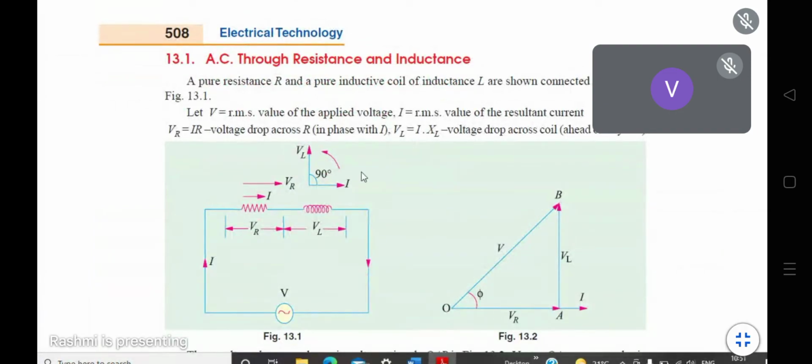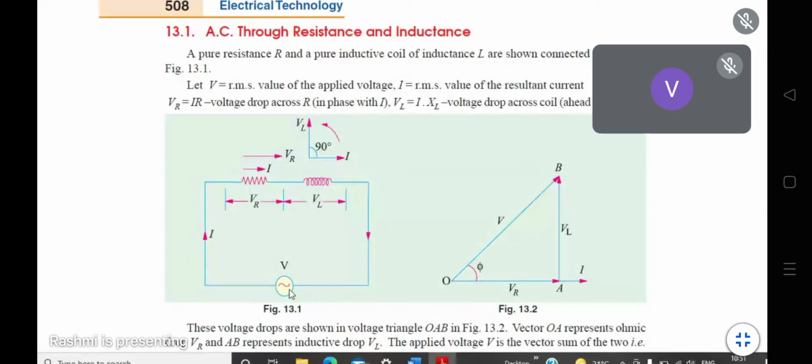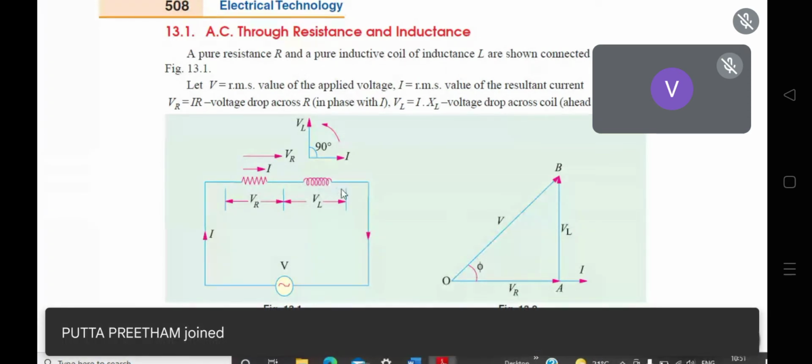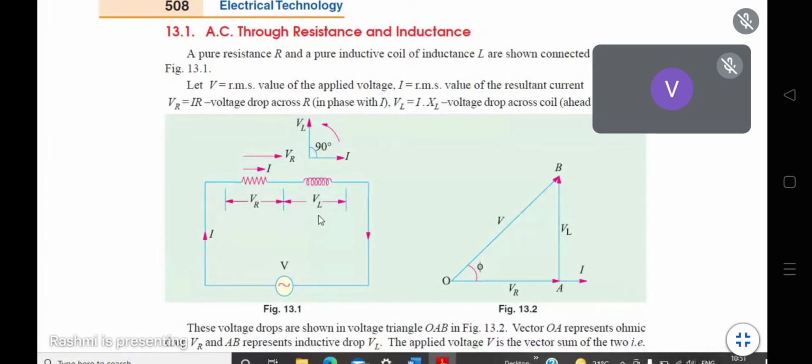Resistive and inductive circuit. Resistance and inductance are in series with the voltage source. So here this voltage V is applied to a resistance and an inductance, so it is a series circuit. Let us say the voltage across the resistance is VR and the voltage across the inductance is VL.